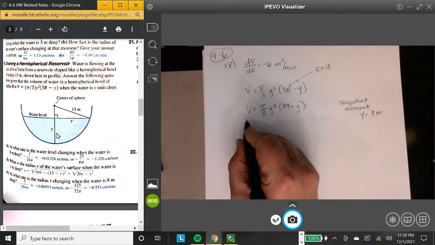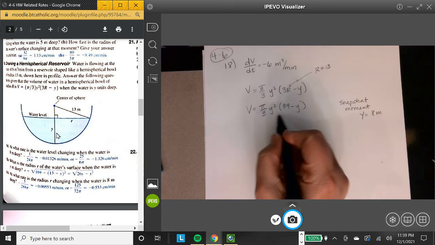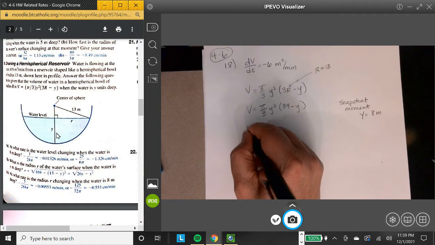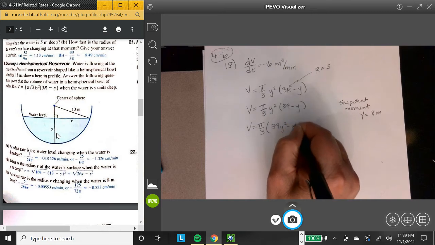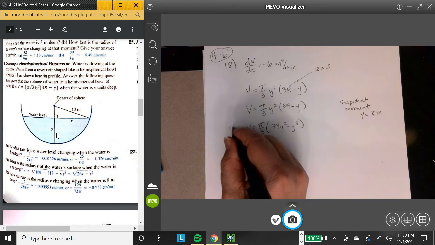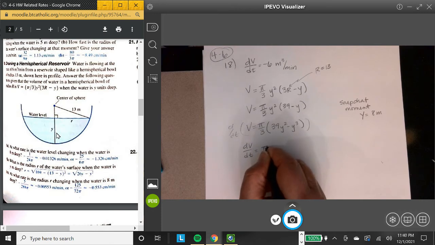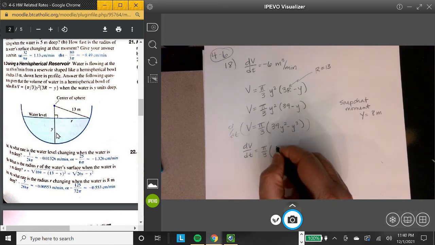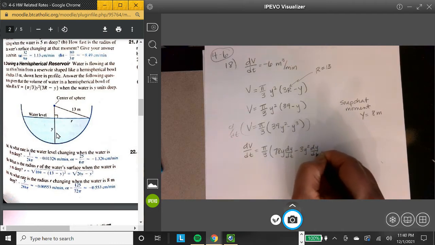So I have dv dt, which they gave me, and I have one variable over here, so I think I'm okay. But I don't want to do the product rule. I want to multiply it out. So I'm going to say v equals pi over 3 times 39y squared minus y cubed. Now I'm going to take the derivative implicitly with respect to time. So we're going to get dv dt equals pi over 3 times, well, that's going to be 78y dy dt minus 3y squared dy dt.